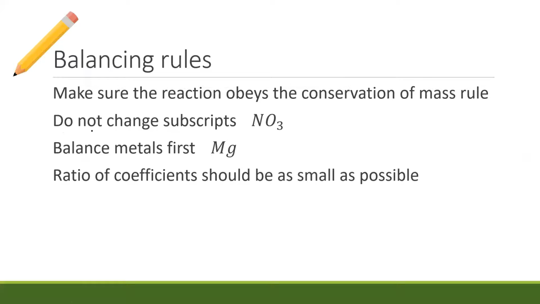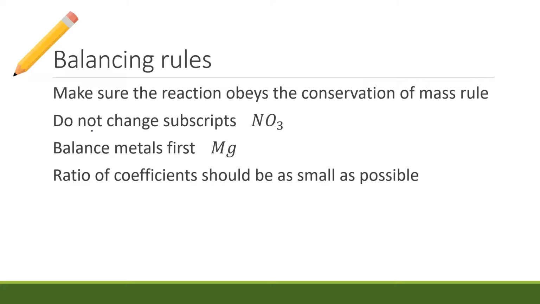What are some of the rules that we need to follow when we balance equations? Now, the first 2 are rules. The second 2 are more suggestions. The first rule is you've got to make sure the reaction obeys the conservation of mass rule. That means that you can't just have more hydrogen on one side and less hydrogen on the other side. They have to be balanced. You have to have the same amount of hydrogen on both sides of the equation.